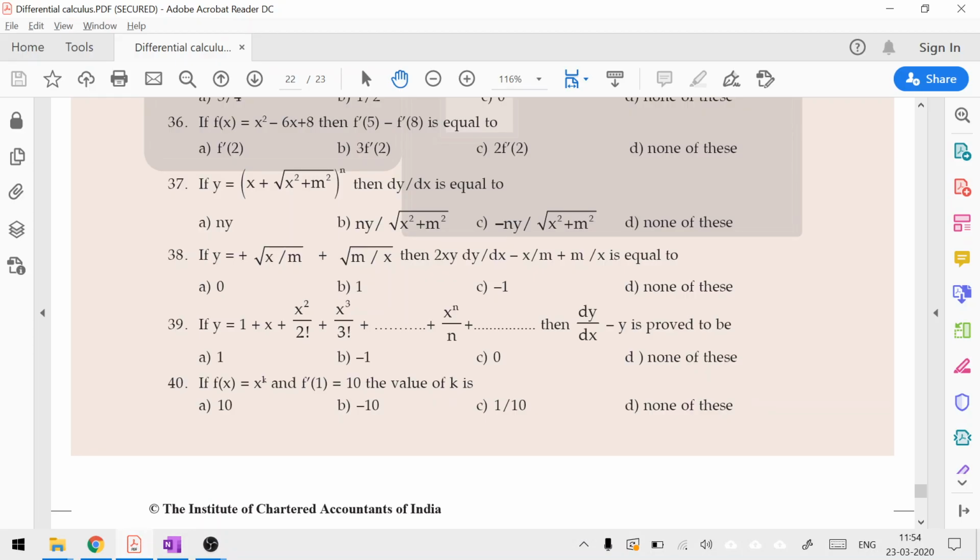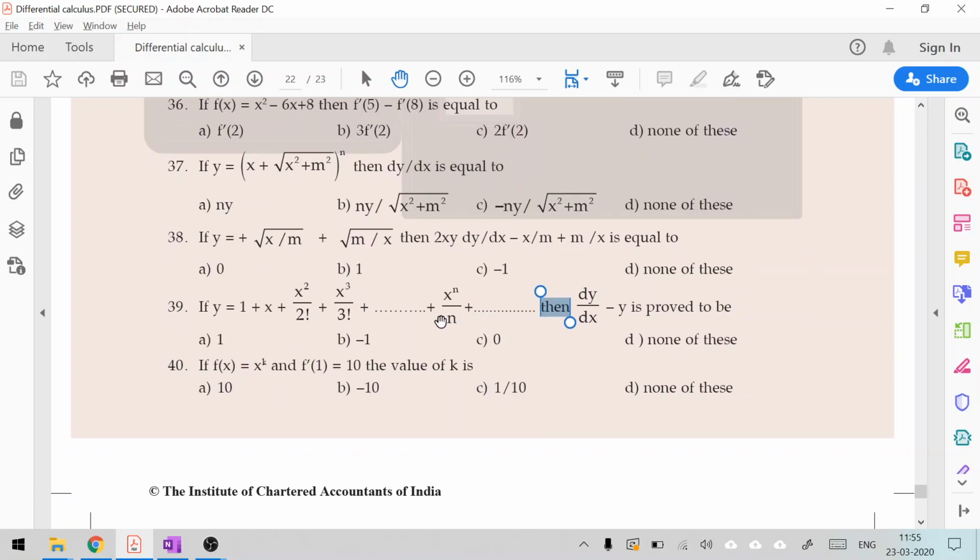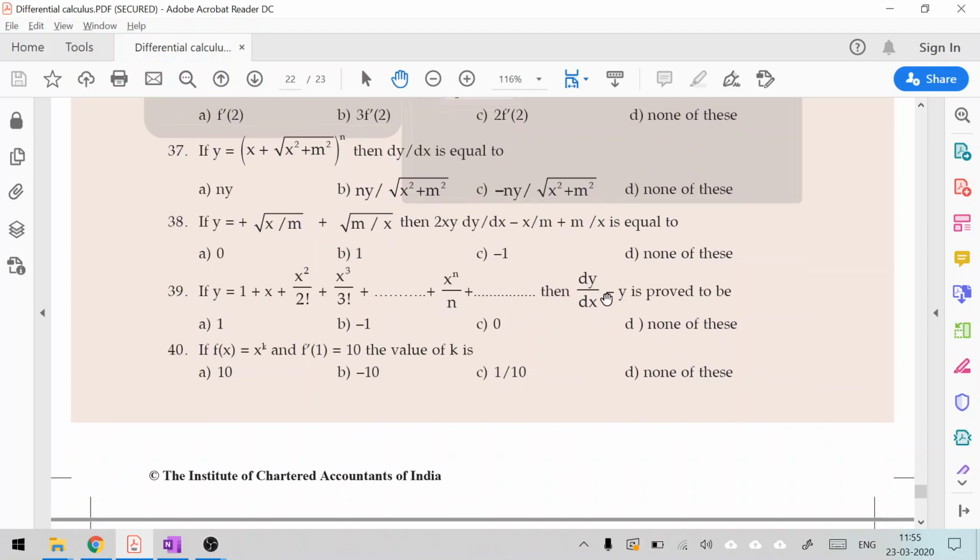Let us copy down. Y is equal to 1 plus x square by 2 factorial plus x cube by 3 factorial plus x power n by n factorial plus and so on dot. Then dy by dx minus y is proved to be how much? Please note this dot. In the recent textbooks, I think for the past 2-3 batches, this dot has been added. So if you are having a very old textbook, you will not find this dot. And there is a lot of significance for this. What it means is this goes on up to infinity. If this were not there, then it would be difficult to prove this or difficult to find the value of this. You will know why when we solve the problem.